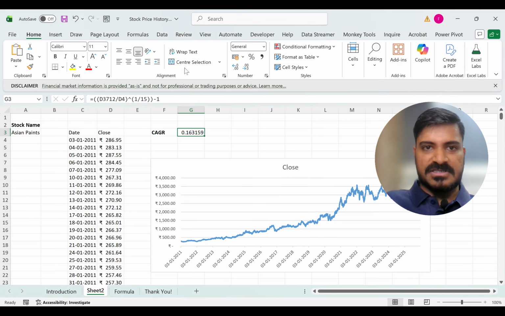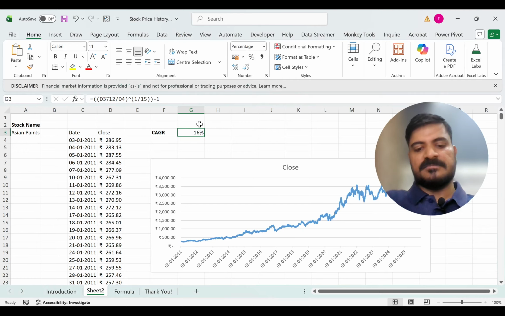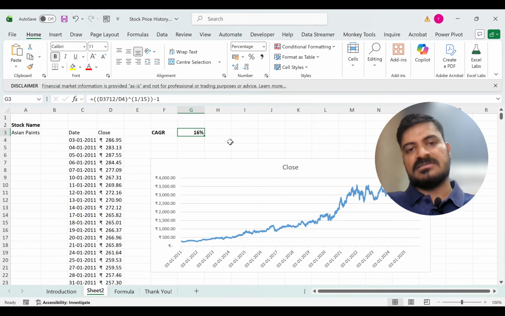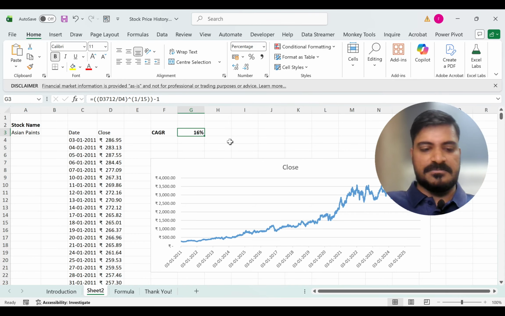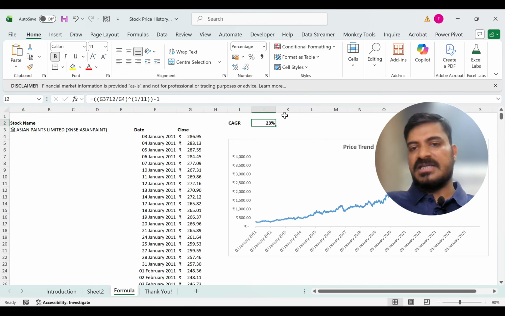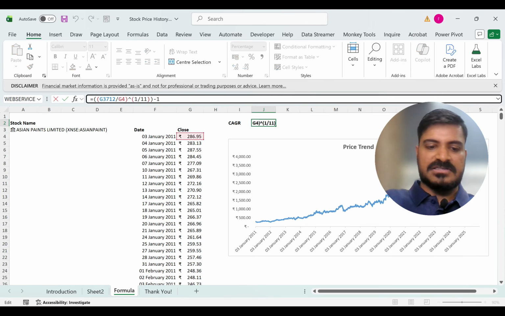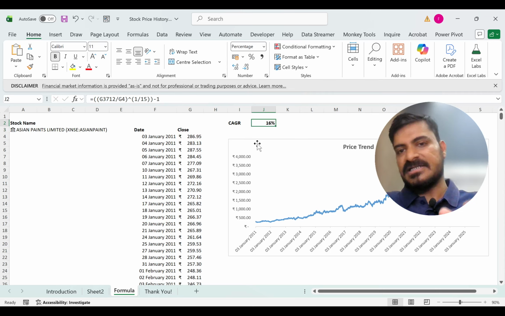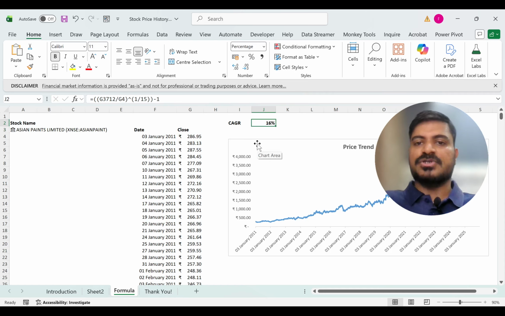And now let me just convert it to a percentage. The return that I have got over a period of 15 years is 16%. In the previous formula where I had given it, it was appearing as 23%, because there I had typed in 11 years instead of 15. The moment I corrected it, because earlier I had taken 11 years, it shows 16%. So how cool is that?